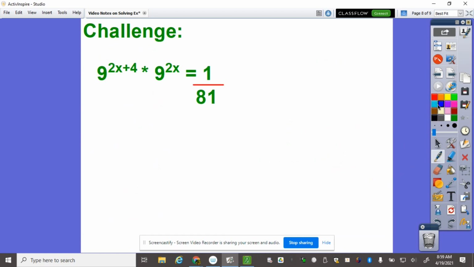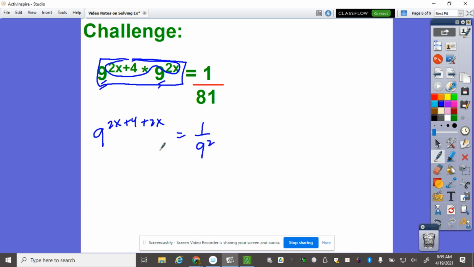Let's go to some challenging question here. 9 to the 2x plus 4 times 9 to the 2x equals 1 over 81. It's very similar to what we have done so far. We just combine it. First, remember I told you you have to simplify one side of the equation by applying the rules of exponent. And you know that they are the same base 9, so I can add these two sets of exponent. This will be 2x plus 4 plus 2x. And I know that 1 over 81 is the same thing as 1 over 9 squared.